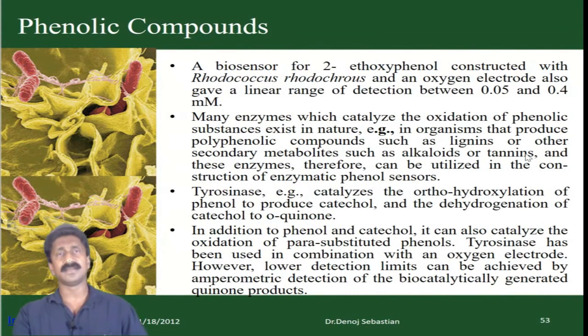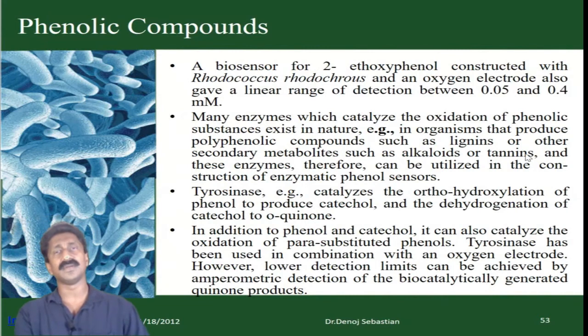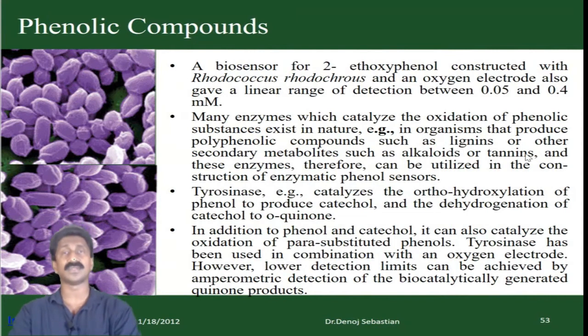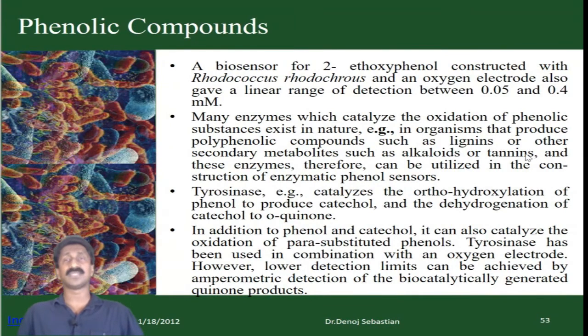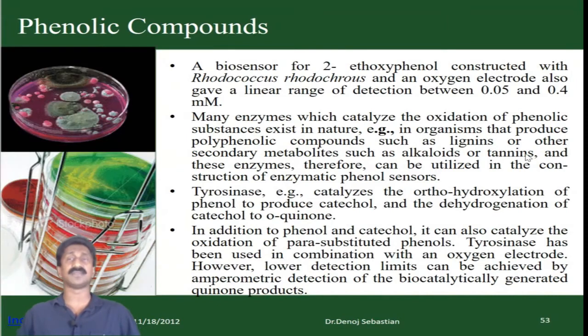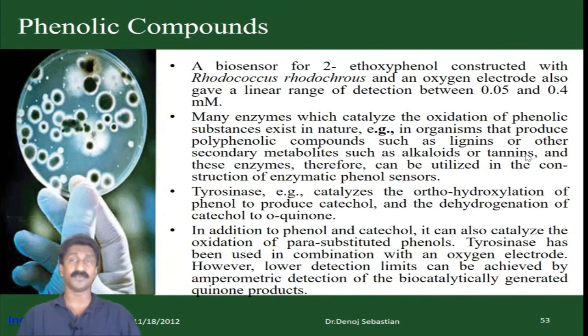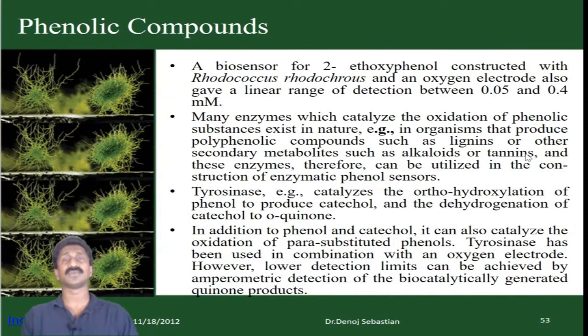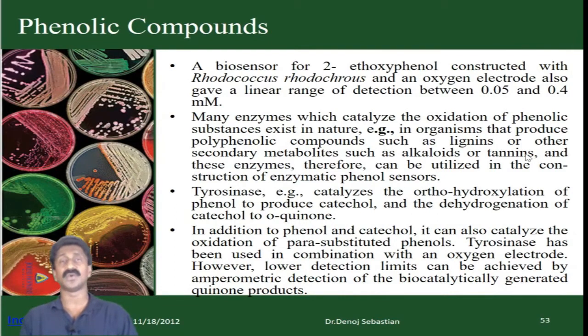Then a biosensor for 2-ethoxyphenol constructed with Rhodococcus, another organism, and an oxygen electrode also gave a linear range of detection between 0.05 and 0.4 millimolar. So there is another system for 2-ethoxyphenol, which is another phenolic compound, and the organism that is used is a Rhodococcus.